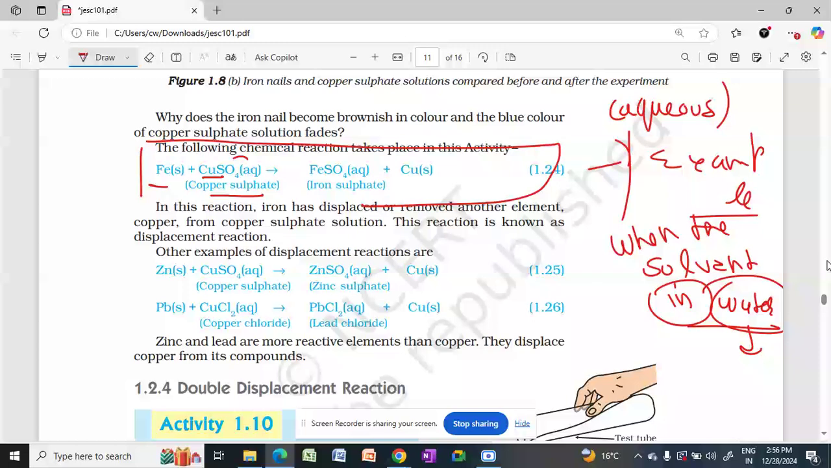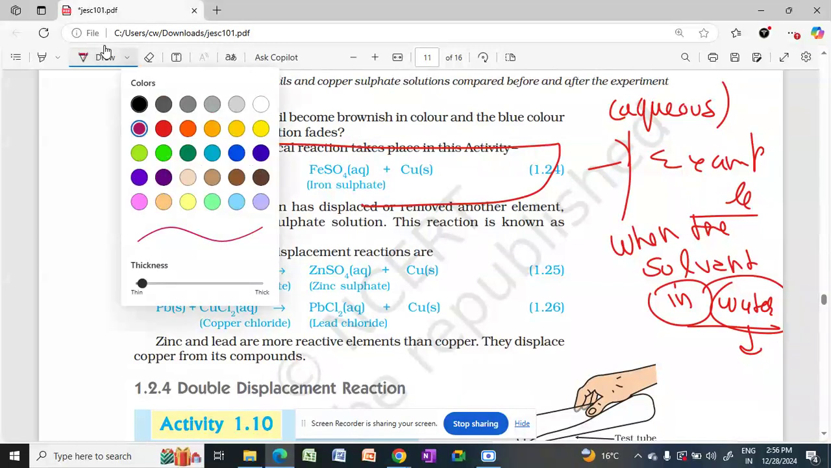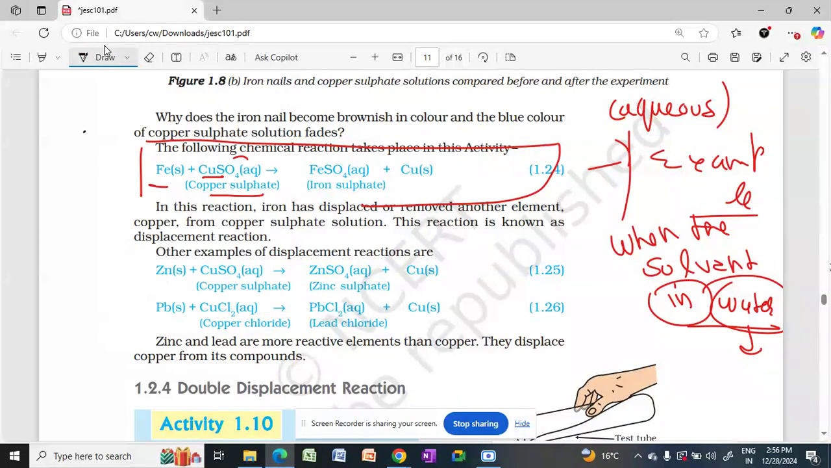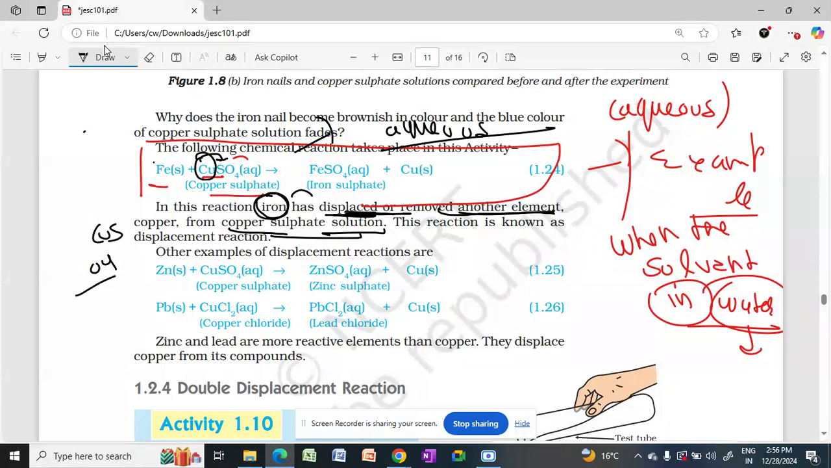So CuSO4, copper sulfate, obviously a displacement reaction. How will displacement take place here? You can see that in this reaction iron has displaced or removed another element, copper, from the copper sulfate solution. Again, that solution is aqueous; here the solvent was water. Underline this: here iron has displaced another element. Which element? Copper. From what? From the copper sulfate solution, meaning from CuSO4 solution. And this reaction is known as a displacement reaction. Clear?